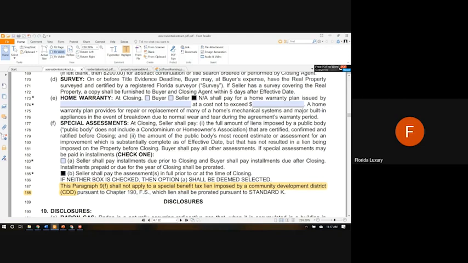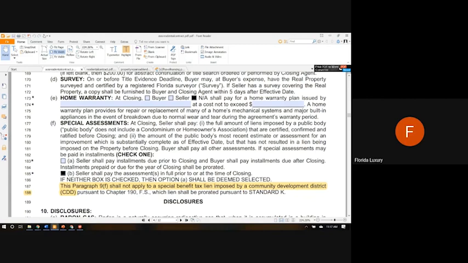So if your buyer wants one, that's where you would include it. And then when we get down here to the special assessments, seller will pay installments due prior to closing and buyer pays installments after closing. Option B is the seller pays the assessment in full. If I have the buyer, I'm defaulting to 185. Here's why. And this actually happened.